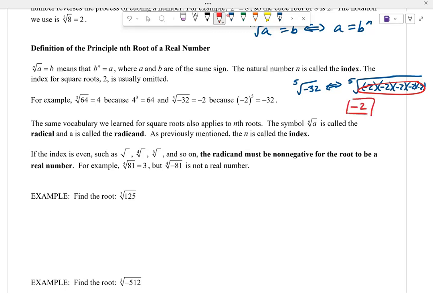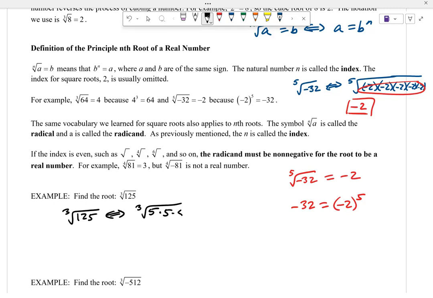So the 5th root of negative 32 is negative 2 because negative 2 to the 5th is negative 32, right? That's what that means. So third root of 125. Looking for 3 of a kind. Third root of 125 is 5 because 5 to the third is 125.